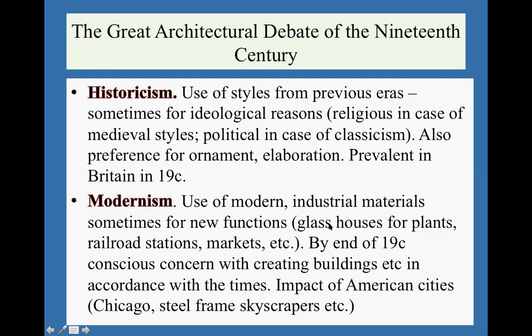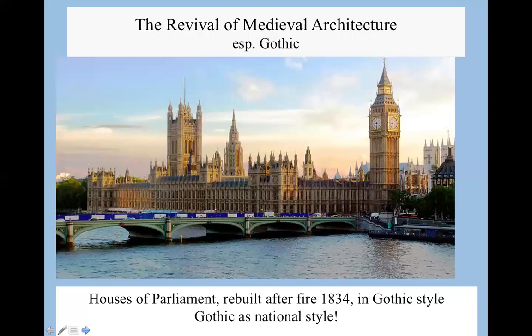So a whole series of buildings are built without any interest in or gesture towards historicism at all. And by the end of the 19th century, of course, what we have in Chicago is the development of the skyscraper and, you know, the icons of the modern age. So the Houses of Parliament, we've looked at many times before, built in a Gothic style after a fire in 1834.